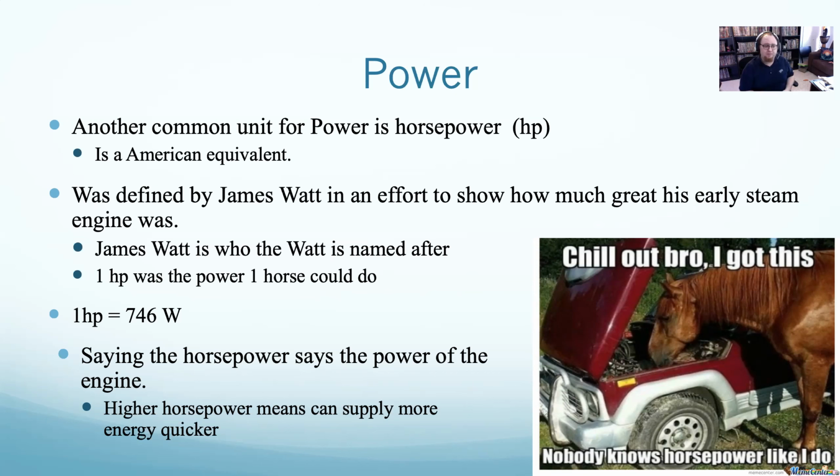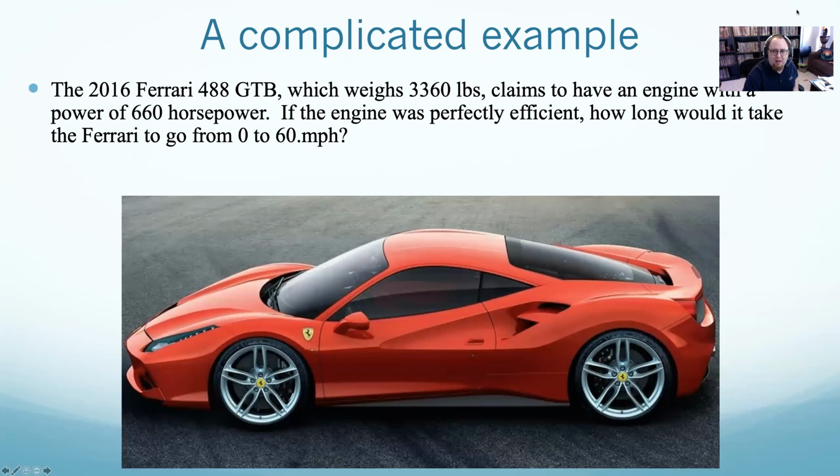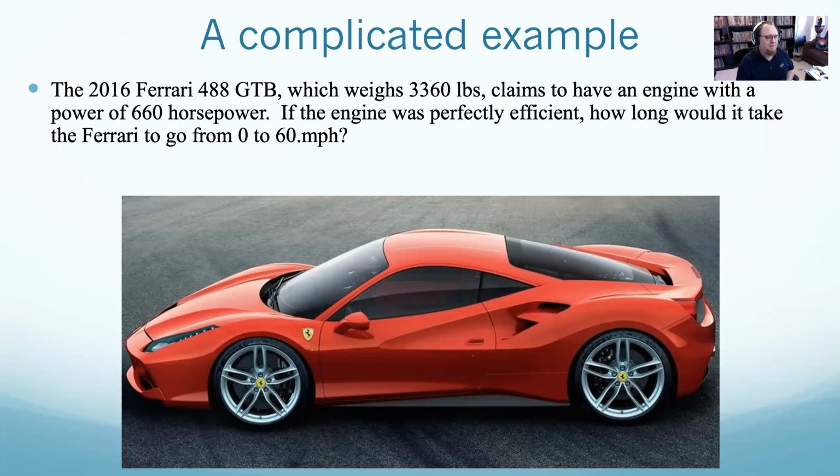Okay. I'm going to do a very complicated example problem here about this, but it's kind of an interesting one. This problem is admittedly out of date. This is a 2016 thing that really I should rewrite, but I can't imagine it changed so much in the time period, but maybe I'll look it up sometime. A 2016 Ferrari 488 GTB weighs 3,360 pounds. And they say the engine is 660 horsepower. Let's say the engine is perfectly efficient, that the engine only creates movement. How long would it take the Ferrari to go from 0 to 60?